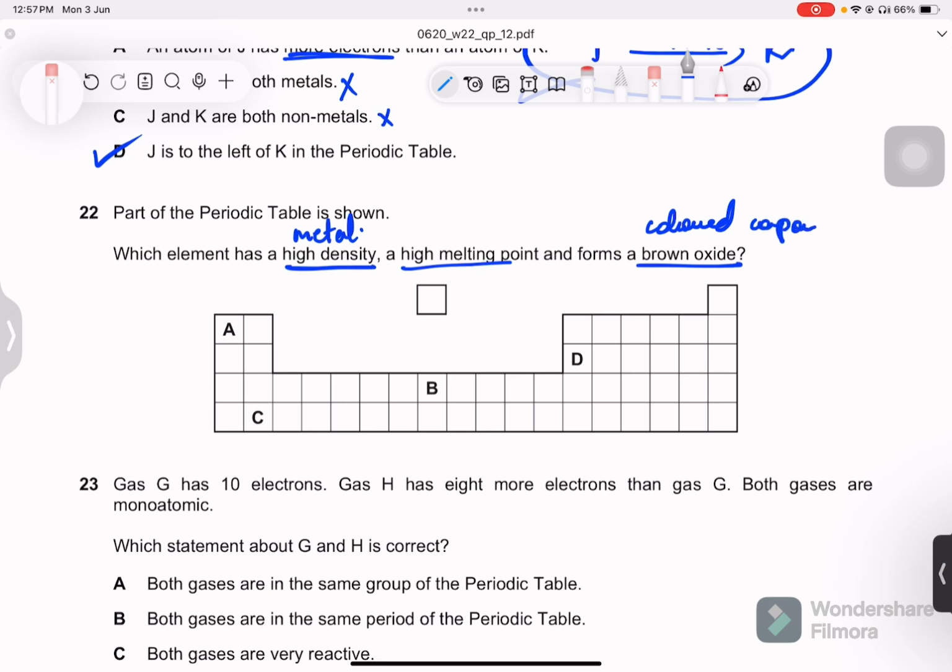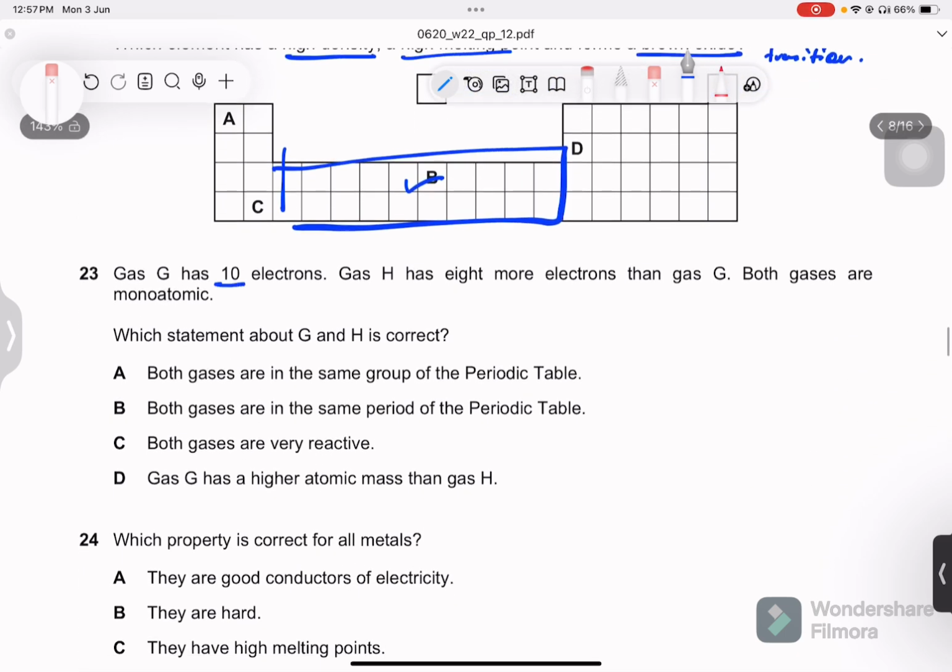Compound. Colored compounds are formed by transition elements. And where are they located? Over here. So B is the correct answer. Gas G has 10 electrons.